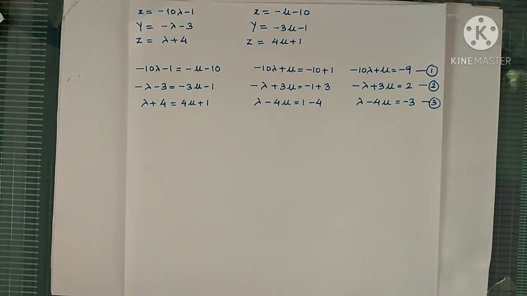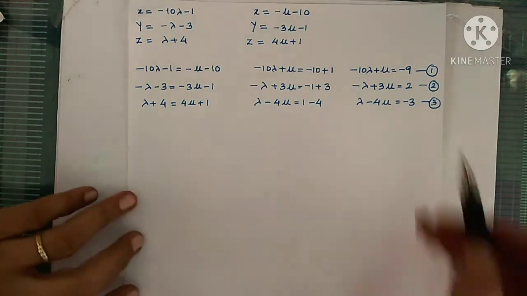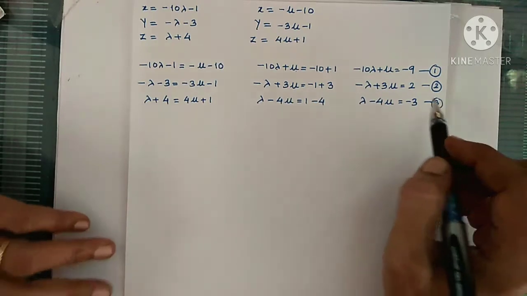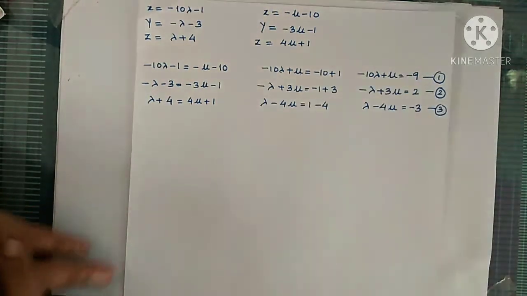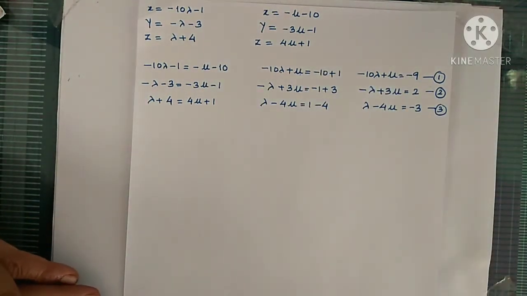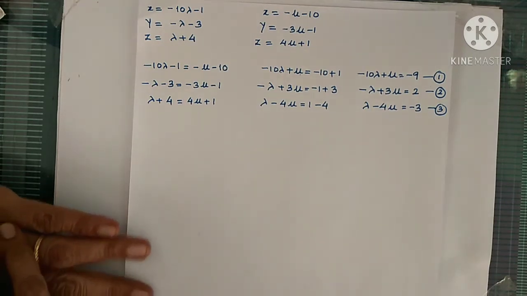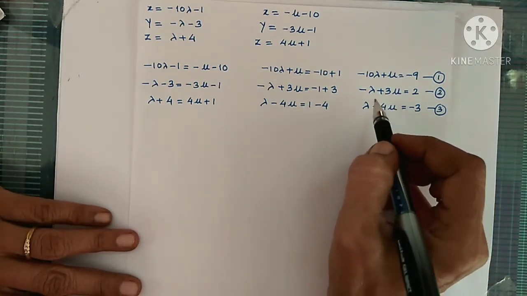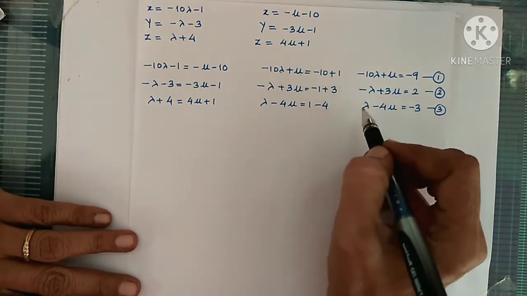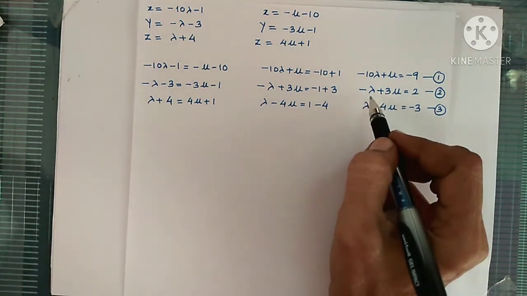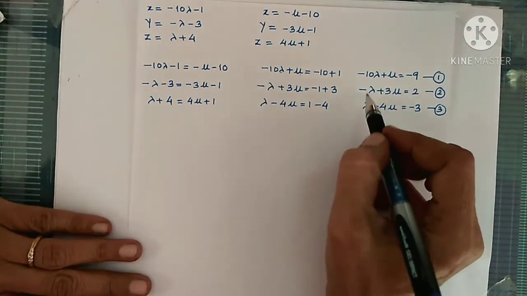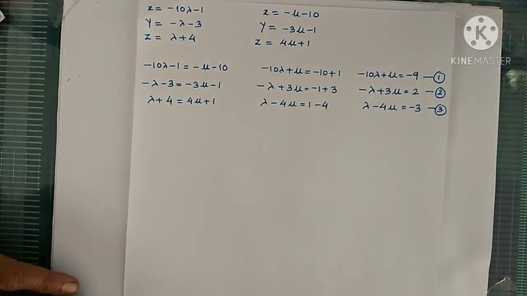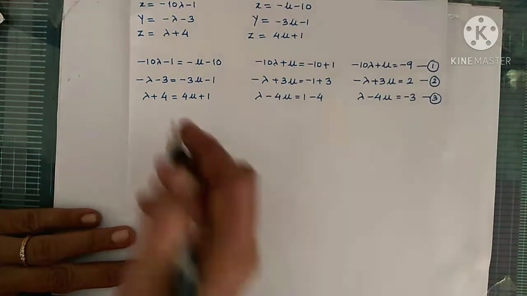So solving equations 2 and 3 together, let's find out lambda and mu, and let's substitute those values in equation 1, and check whether those lambda and mu satisfy equation number 1. Why am I considering equations 2 and 3? Because the coefficients are the same here, but they differ in the signs. So adding these two equations, lambda gets cancelled. That's why I am considering equations 2 and 3.